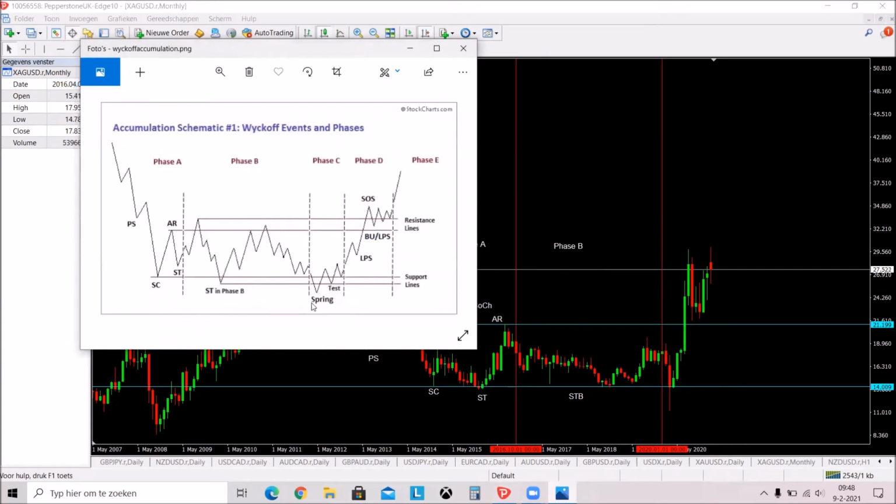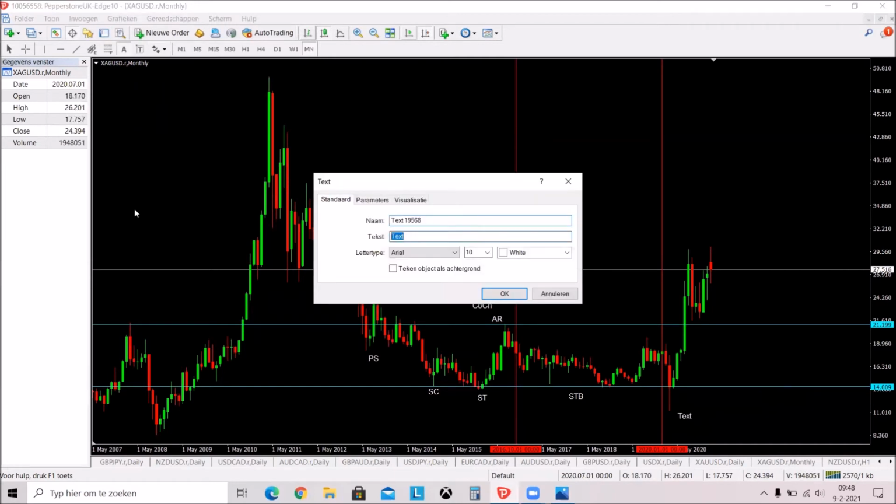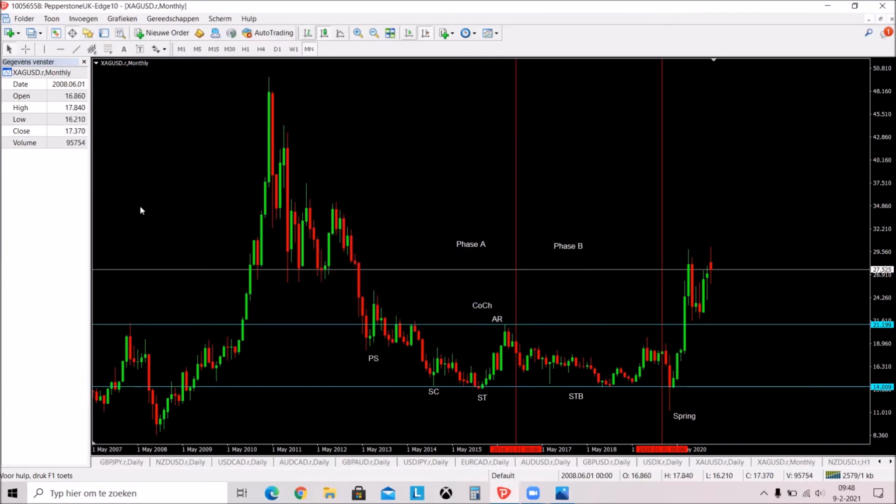Phase C, the spring, also known as a false breakout, a swing failure pattern, a liquidity grab, whatever you want to call it. Its main purpose is to trick weak hands into selling and to trigger sell side liquidity, because people will be selling through this level as it breaks. People will have their stop losses below this level, and these are all sell orders.